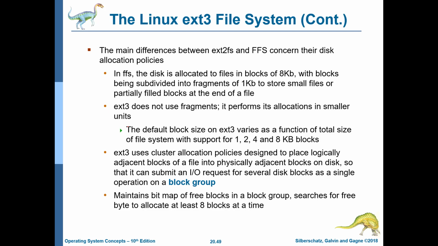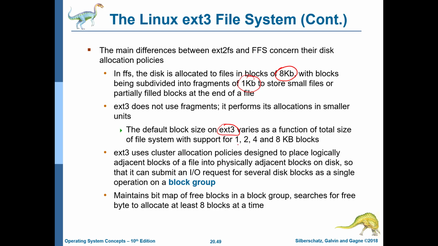So in general, in earlier file systems, the disk used to be allocated to files in blocks of 8 kilobytes, where the blocks themselves were subdivided into fragments of 1 kilobyte, right? To ensure that we can store smaller files without a lot of internal fragmentation. On the other hand, ext3 does not use fragments. The default block size in ext3 can be configured. It can also vary based on the size of the file.